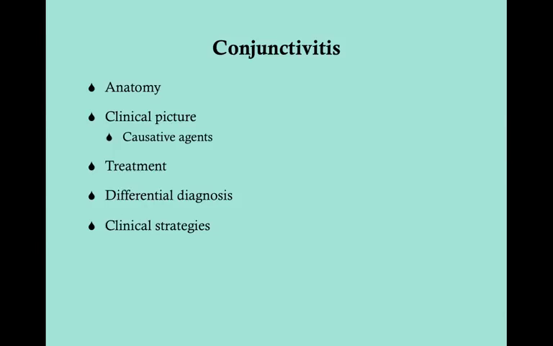So we're going to go into the anatomy very briefly. We'll talk about the clinical picture, how these patients come in. Then some of the causative agents, some of the precipitating causes that cause the development of conjunctivitis. We'll also go into treatment and then the differential diagnosis, which is going to be important, not just for determining whether or not this is conjunctivitis, but to determine if it's not, because there are some things that if you miss can have really devastating consequences on the patient. And then finally, some clinical strategies that I think are kind of useful for real-life applications.